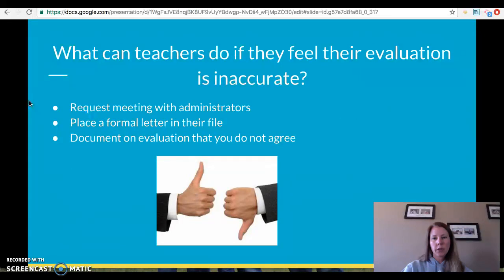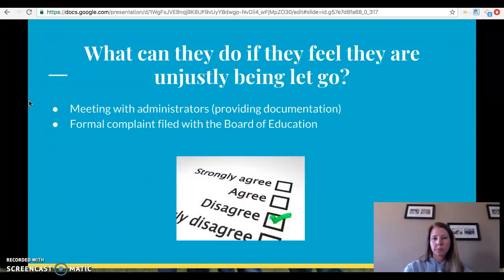What can teachers do if they feel their evaluation is inaccurate? They can request a meeting with the administrators to discuss it. They can place a formal letter in their file, and they can document on the evaluation tool itself that they do not agree with the evaluation. What can they do if they feel they are unjustly being let go? They can again meet with the administrators and provide the documentation showing that they have got proficient ratings in the past. They can file a formal complaint with the Board of Education as well.